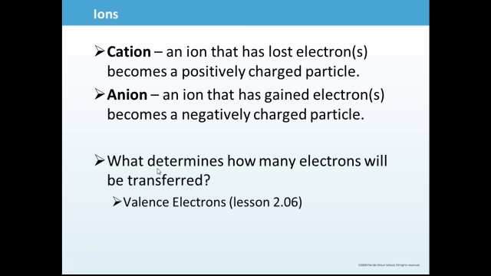Now, what determines how many electrons each atom will lose? As you have noticed, I've been saying one or more. How do we know if an atom is going to lose one electron, or two electrons, or three electrons? Remember from lesson 2.06, we learned about the valence electrons. We have to remember those valence electrons in order to determine how many electrons an atom will lose.